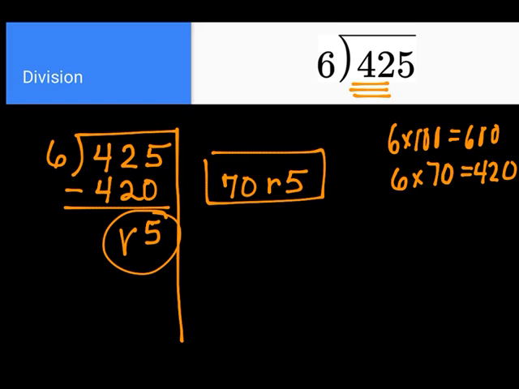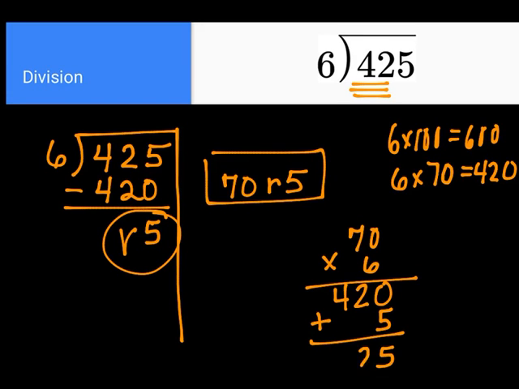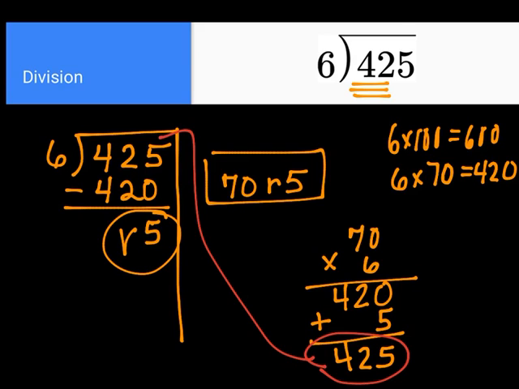Now remember, we can check our answers too by taking our quotient and multiplying it by our divisor. 6 times 0 is 0. 6 times 7 is 42. We have to add on that remainder that we took off, 425. And look at that. This 425 matches my dividend, so I know that I did my work correctly.